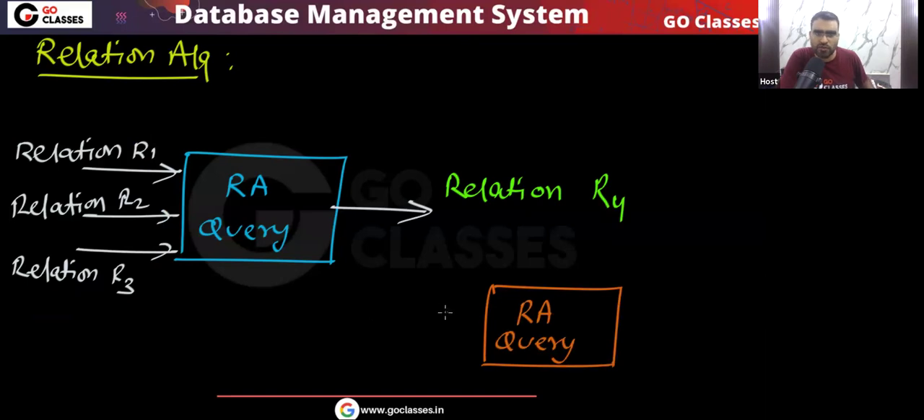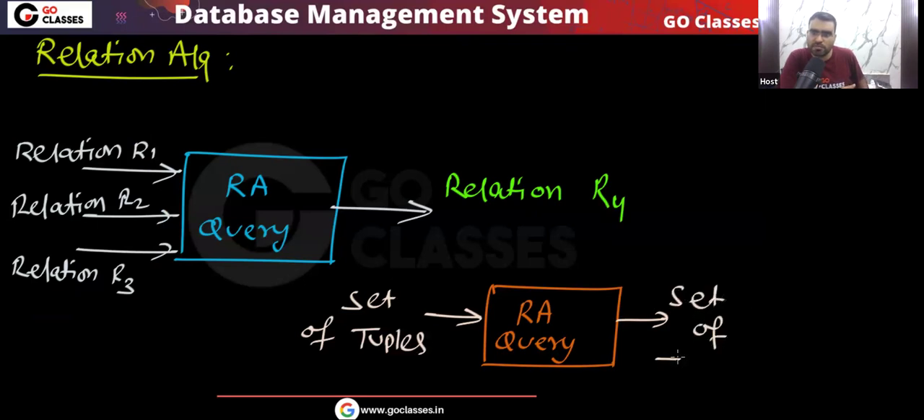You do not have duplicates, remember, in the input and also in the output, because the input is a set of tuples and the output is a set of tuples. There is no duplication of tuples. Very simple. And the order of tuples does not matter. This is overall the structure of a relational algebra query.